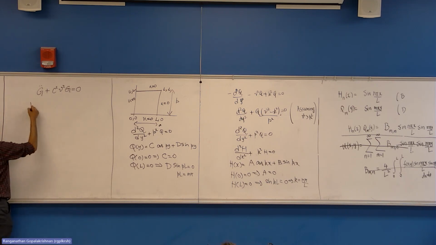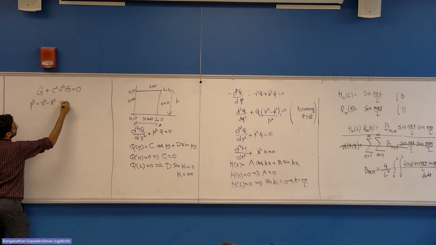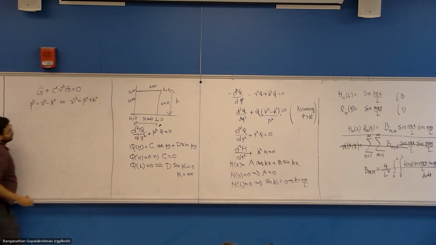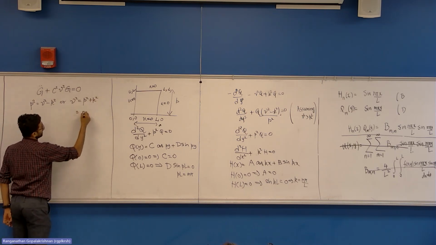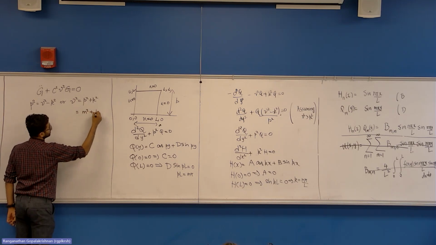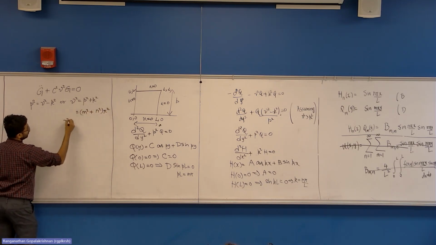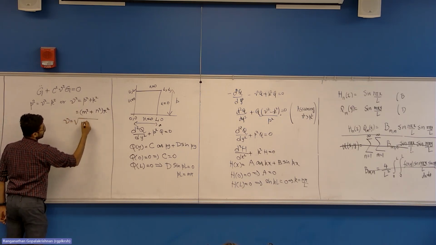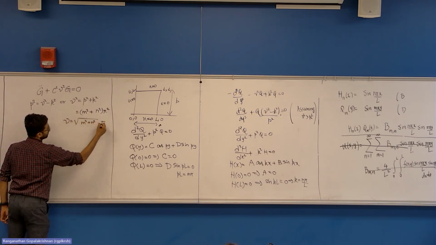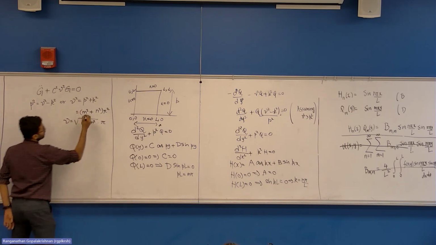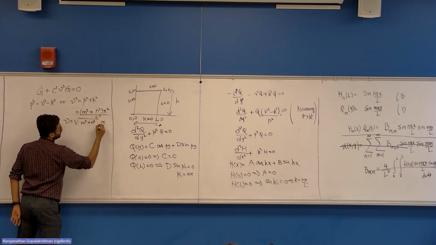So we have our p squared equal to nu squared minus k squared, or we can write nu squared equal to p squared plus k squared. And we do know that p is m and k is n, times pi over L, so nu equals square root of m squared plus n squared times pi over L.